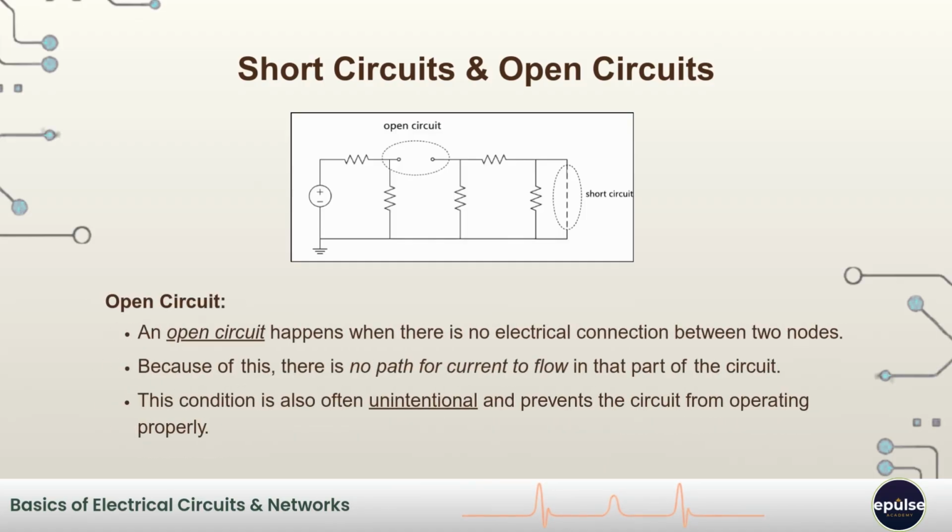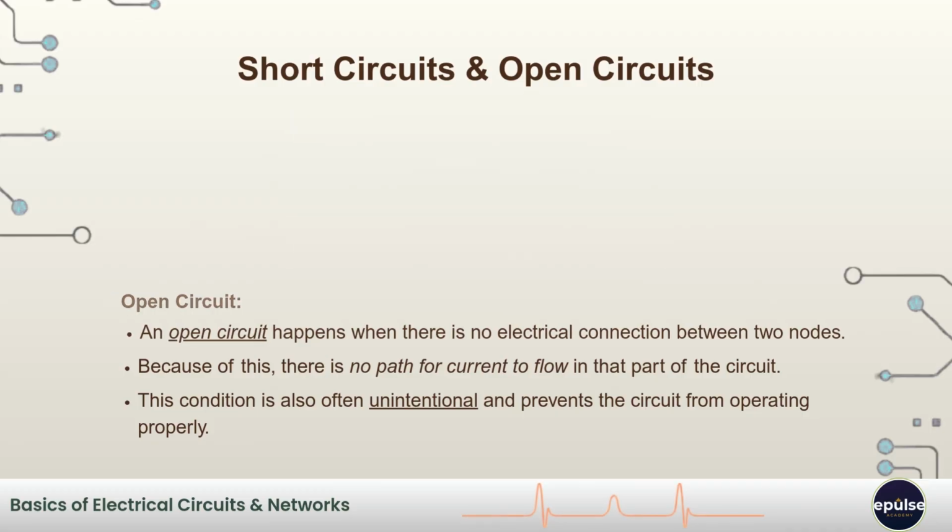On the other hand, an open circuit occurs when there is no connection between two nodes. This creates no path for current to flow in that part of the circuit. This condition is unintentional and happens when wires break, switches are open, or when components fail to function. These conditions cause circuits not to operate properly.